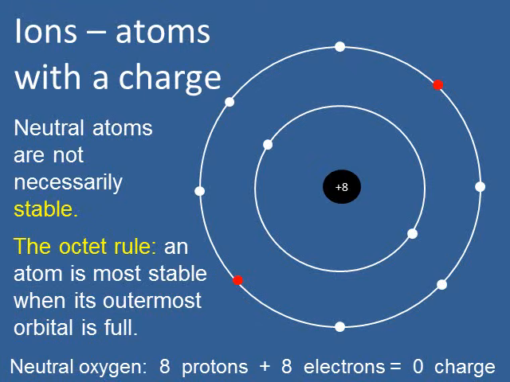So now if you look at the bottom of your screen, you'll see that now we're talking about stable oxygen, which has 8 protons, but now 10 electrons total, which means that its net charge is now a -2 because of the addition of those 2 electrons.